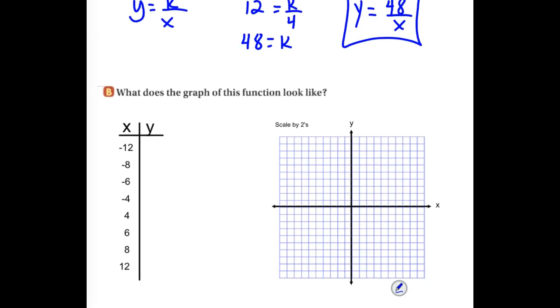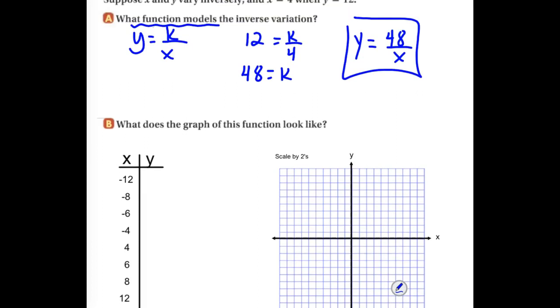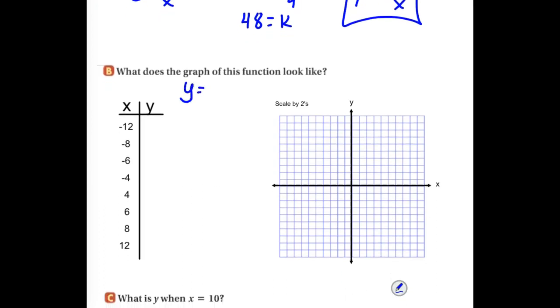Then it says, what does the graph of this function look like? For this first one, we are going to plot a whole bunch of points because I really want you to see what the shape is. After that, we can cut back a little bit and just have enough that we can sketch it in. Okay? So I've chosen numbers for x that divide into 48 nicely, so we don't have to worry about decimals. So our equation was y equals 48 divided by x. So what's 48 divided by negative 12? Okay, divided by negative 8, divided by negative 6, and dividing by negative 4.